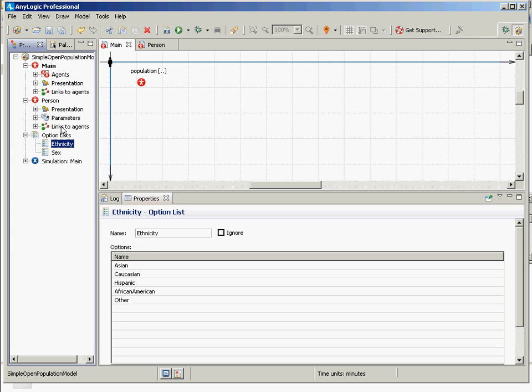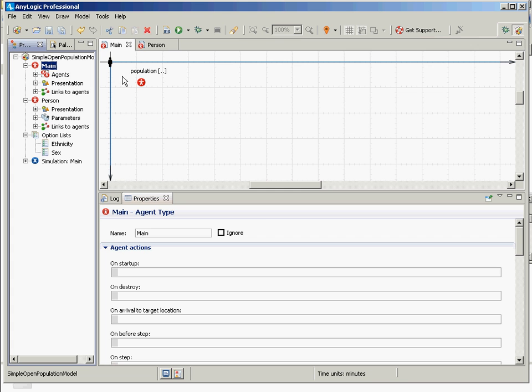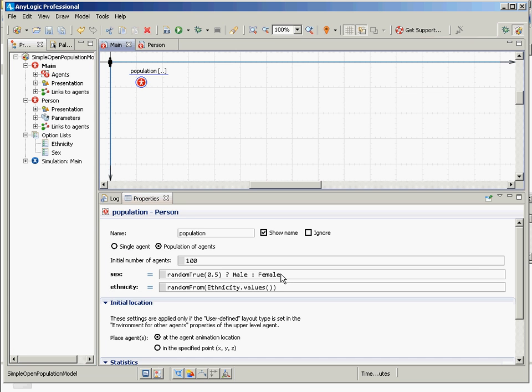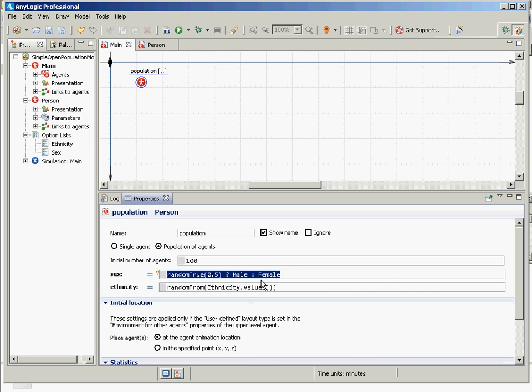Yeah. Okay, that's a good question. Thank you for clarifying that. So in this population, I think you're asking why we have this one as male and female, but this one we have random from. Okay, it's a good question.